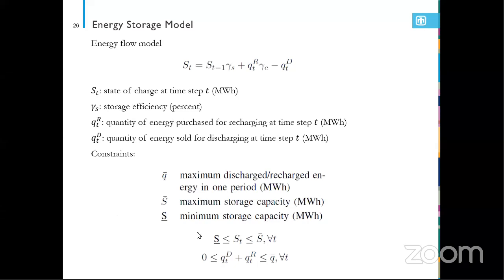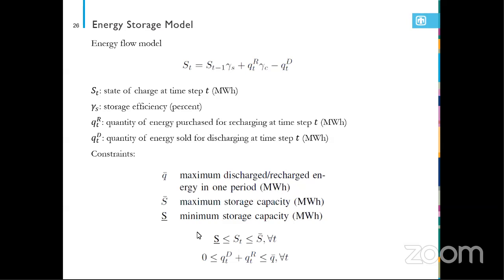For most of our modeling, where we're trying to look at revenue, we use a relatively simple energy flow model, where the state of charge at the current time step is the state of charge at the previous time step times some storage efficiency that basically accounts for parasitic losses over each time period. Oftentimes we set that to 100% and just ignore it. An exception would be maybe for flywheels, where you actually have quite a bit of losses each time period.